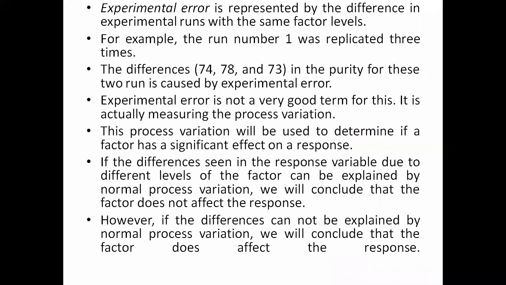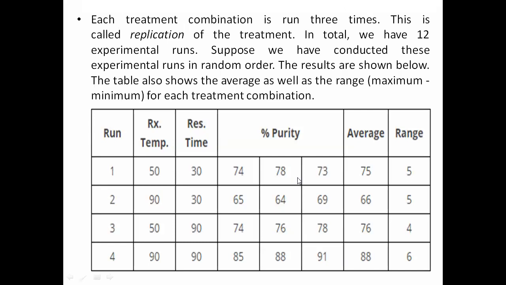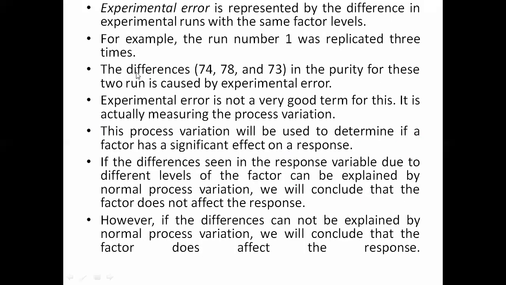So what happened here? The experimental error is represented by the difference in the experimental runs with the same factor label. For example, run number 1 was replicated 3 times. The differences in replicated experiment number 1 are 74, 78 and 73. So the differences 74, 78, 73 in the purity of these runs are caused by experimental error.